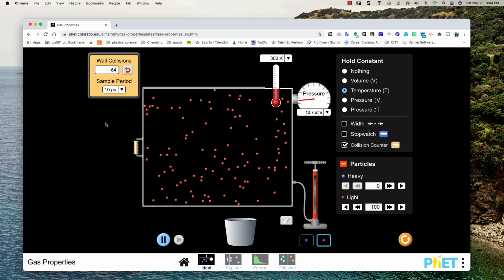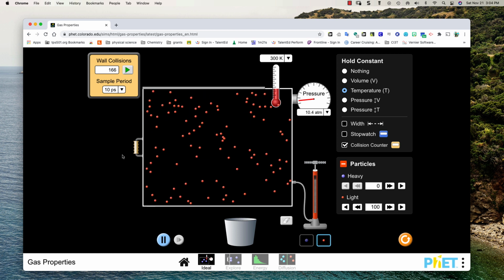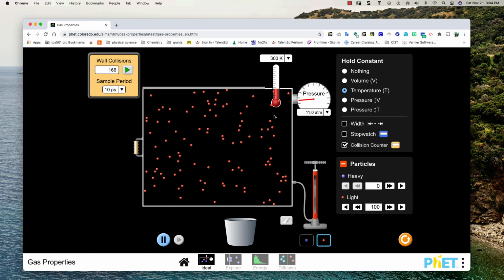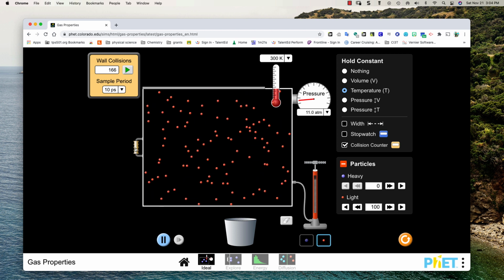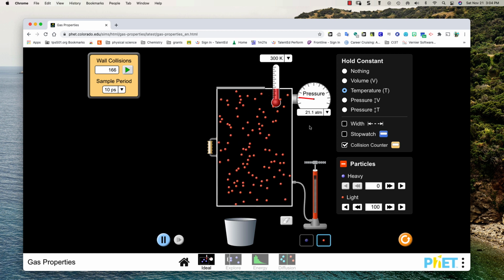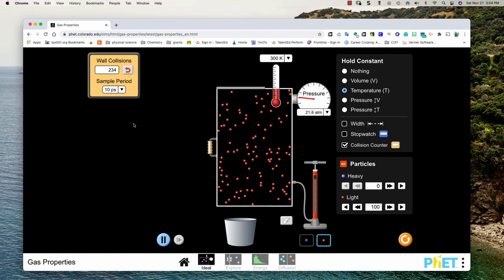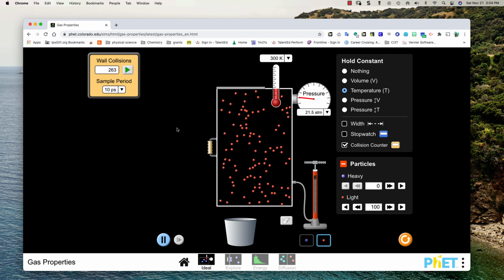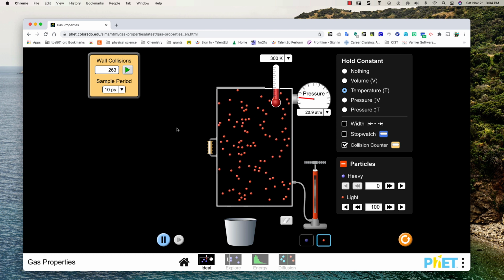So what we're looking at is wall collisions, and we're keeping temperature and N constant. At around 10.9 atmospheres pressure, look how many wall collisions: 166. Now we're going to move this volume about halfway. Look what happens to the pressure. It increases. Let's look at the number of wall collisions. That's going to increase as well. So what we're seeing is that the pressure is dependent upon the number of wall collisions. That's how we measure pressure in the simulation.